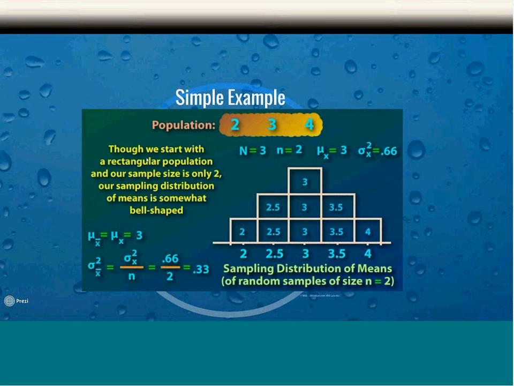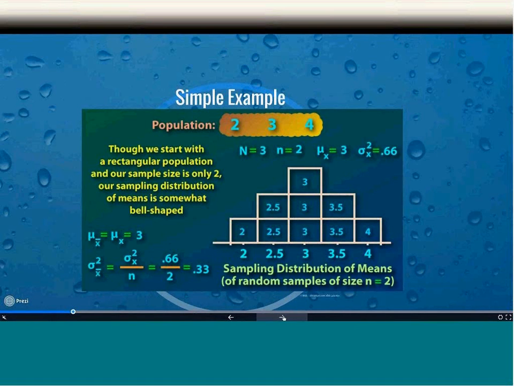So we start with a rectangular population. 2, 3, and 4 is the original block. And then you take a sample of 2. Then you get the first sample mean 2.5. Second sample mean x bar 3.5. And you represent them on this histogram. If you connect, you will have your bell-shaped curve. And your sigma now becomes 0.33. This is the illustration. In the exam, I'm not going to ask you to do this.